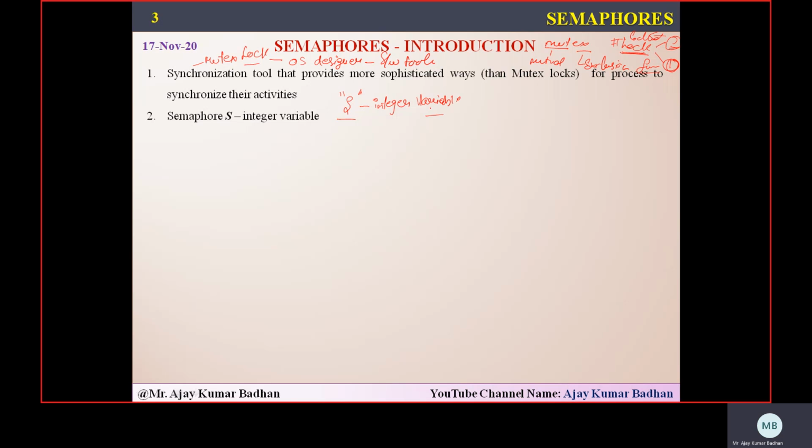So apart from initialization, after initialization, it can be accessed only with the help of two different operations. Not every method or function can use this semaphore. It can be accessed only with the help of two different methods, or functions: wait and signal. Only these two operations can access the semaphore. Apart from that, no one can access that semaphore variable. Now, what about these functions? What do you mean by wait and signal?